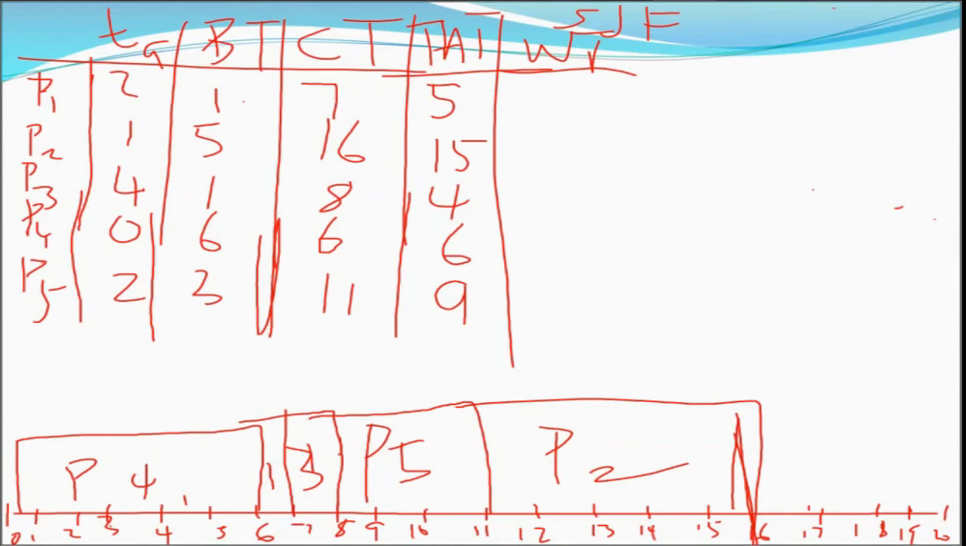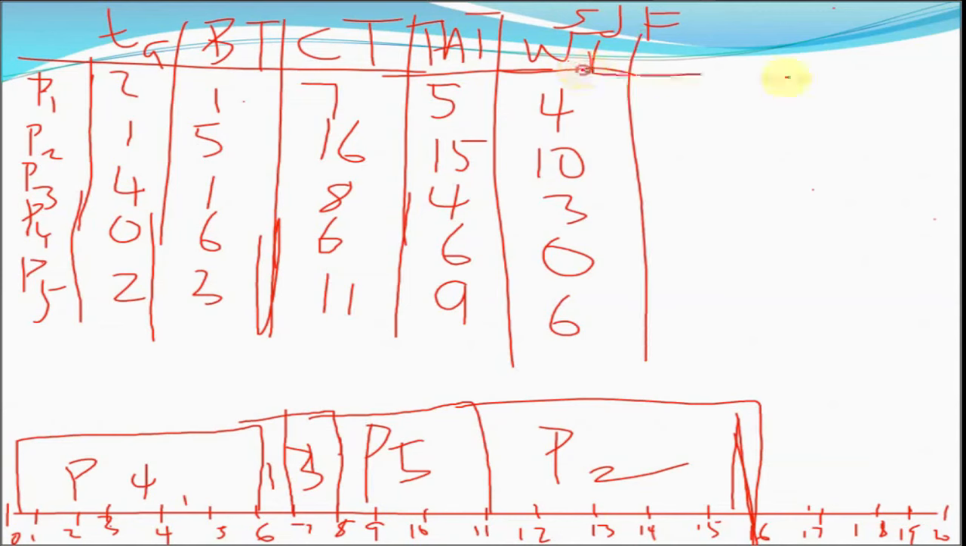So the waiting time is the turnaround time minus the burst time. Okay? So WT is equal to TAT minus the burst time. 4, 10, 0. Any questions? Now, you could also be asked to calculate the average waiting time as well. So you just add them and divide by the number of occurrences.